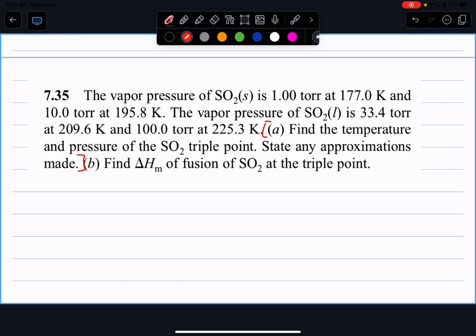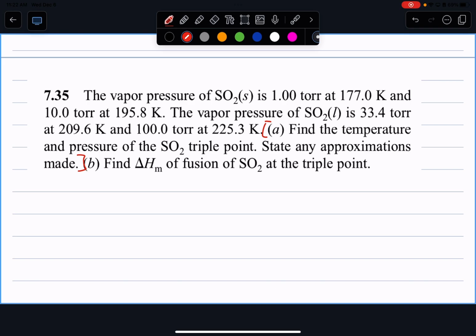Now, the other 2 points we have are here. That's the vapor pressure for the liquid sulfur dioxide: 33.4 torr at 209.6 Kelvin, and 100 torr at 225.3 Kelvin. It's also nice to write down what the phases are above and below that curve. That's everything we have in the problem. The question asks to find the temperature and pressure of sulfur dioxide at the triple point. At the triple point, there must be a line between your liquid and solid, and your solid and gas are in equilibrium, and your liquid and gas are in equilibrium. You can also try to solve it using the liquid-gas line, but it's much harder compared to what we have, because here we can use this equation again. So that's the setup of the problem.